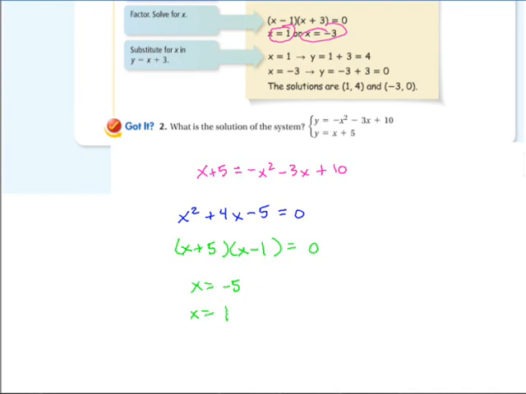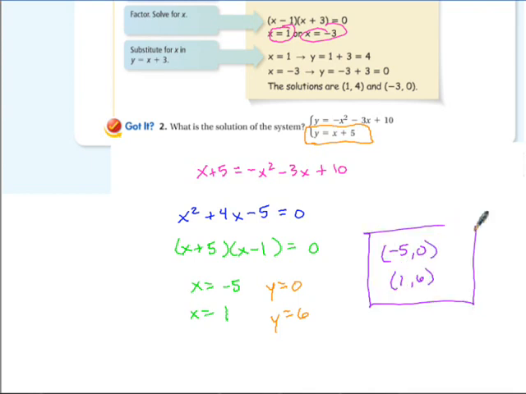The next step is to plug that back into the linear equation. If x is -5, y equals 0. If x is 1, y equals 6. So, big finish time, my answers are -5, 0 and 1, 6.